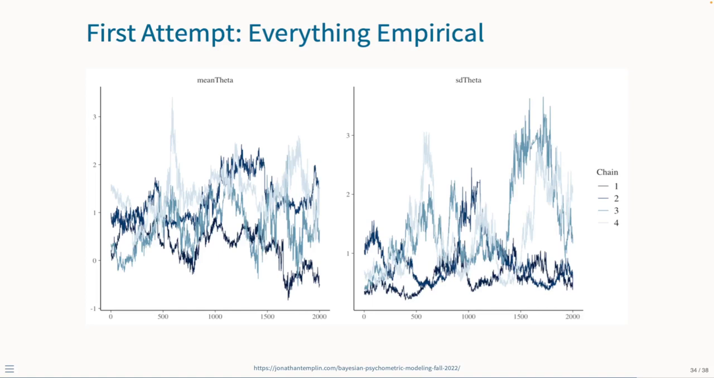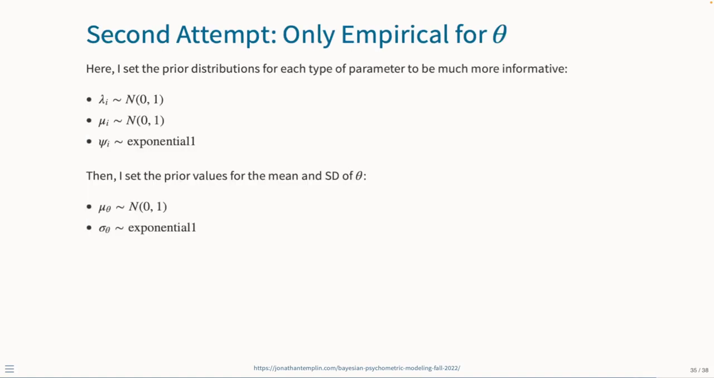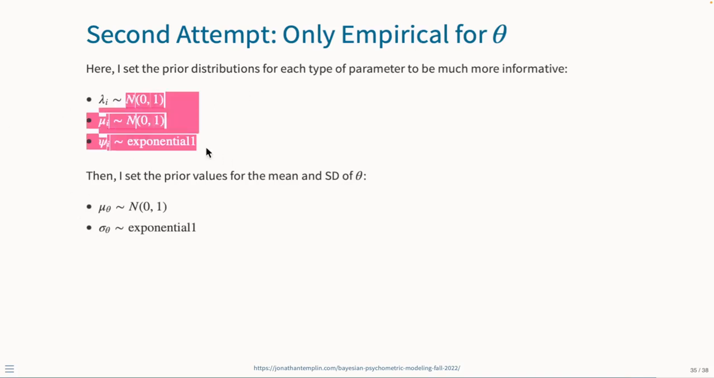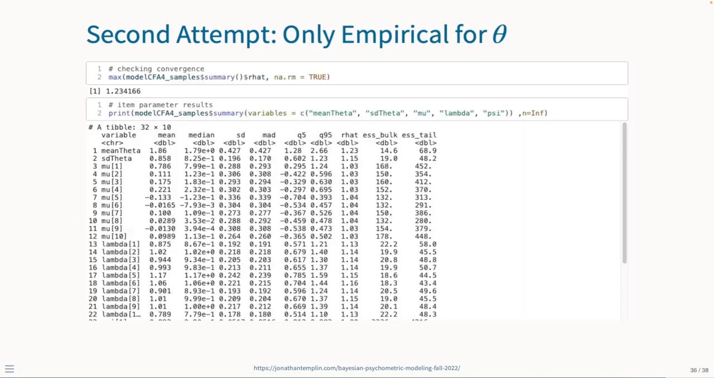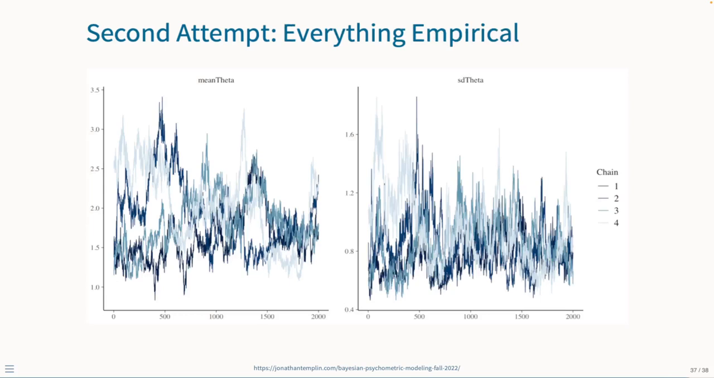So I thought, let me go in and try only an empirical prior for theta. Only for theta. So I set all of the values here. This should be a 0.1. And got a little bit better. 1.23 was the R hat. And here are my chains. I don't like either of those chains. They don't look good, do they?